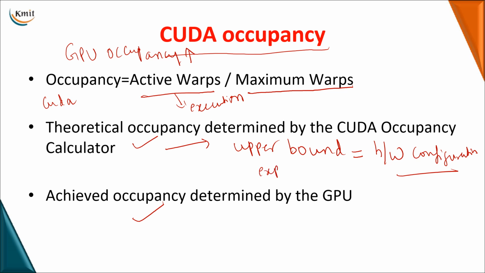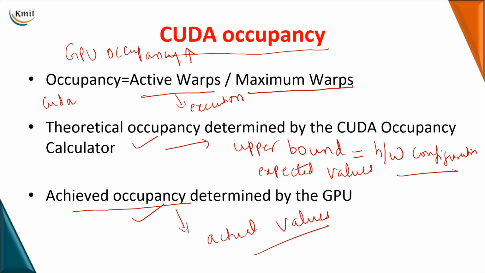So this can be known as an expected bound or expected values. Theoretical will give you the expected values, and when you run your program in real time, you will get some differences, right? So that we call achieved occupancy. This is nothing but your actual values. So theoretical is nothing but expected, and achieved is nothing but your actual values in a real-time condition when you are making your GPU work.